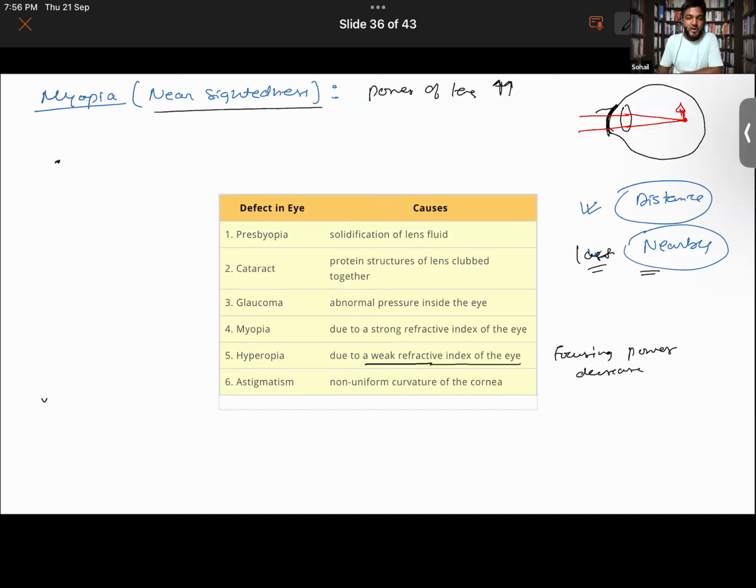Yeah. Right now, the appropriate power will be used. It could be a negative power. Right now, yes, sir. Getting it now.